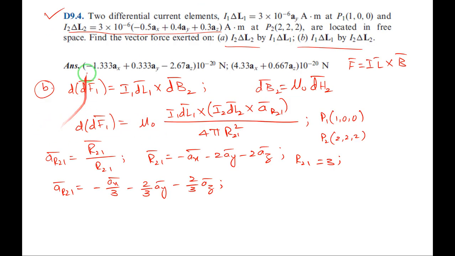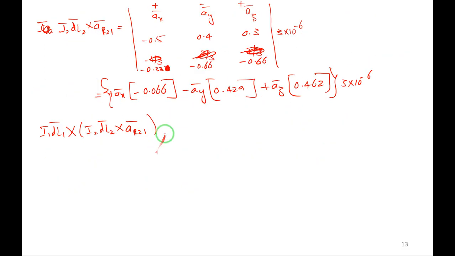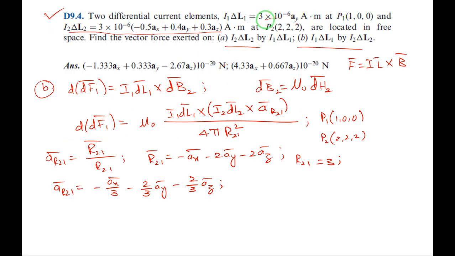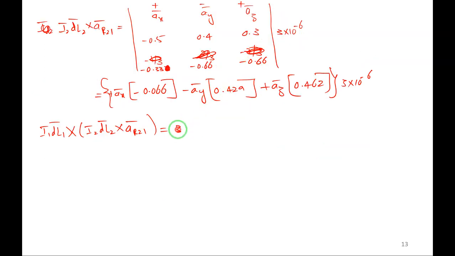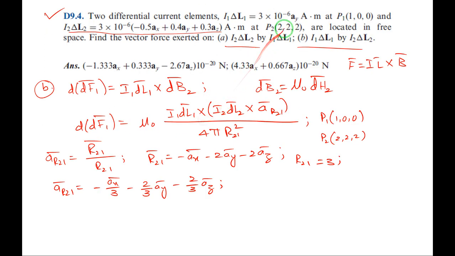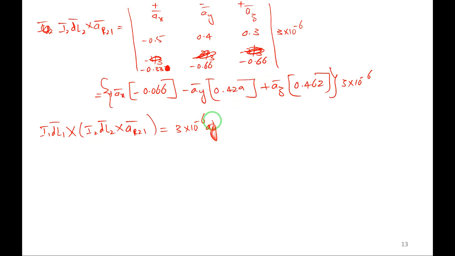So observe I1 DL1. I1 DL1 is having only y component. So directly I can do. So we'll write it here. I1 DL1 is 3 into 10 power minus 6 AY. Cross product of. So this I'll put in the bracket and write, right? Okay. Minus 0.066 AX minus 0.429 AY plus 0.462 AZ.